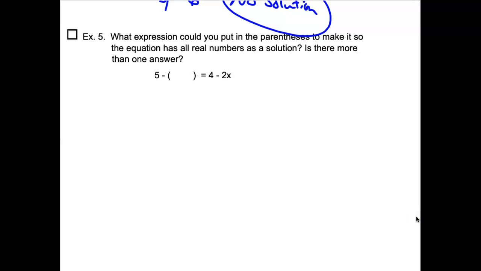So here I want you to put on your thinking cap, have you type in an answer, write down an answer. What would go into parentheses and make this problem so it had all real numbers as a solution? Some people might also say it's infinitely many solutions, but I like all real numbers because that says anything will work. Infinitely doesn't cover everything, so I like all real numbers here. Okay, so let's see if we can figure out what you would put in here.